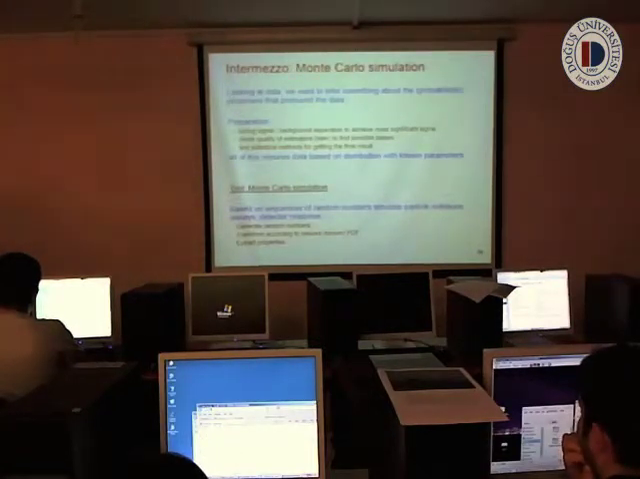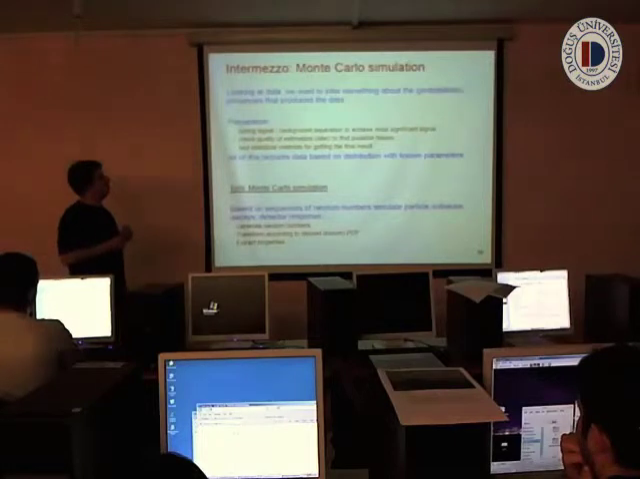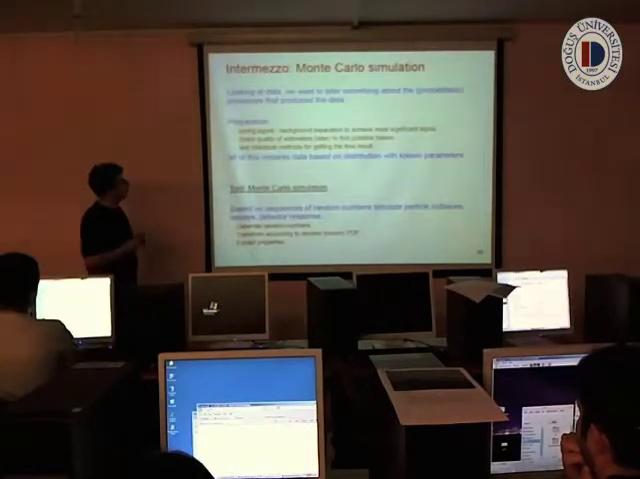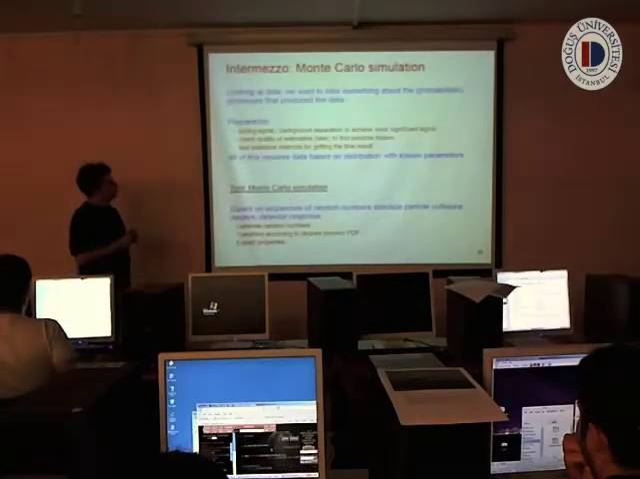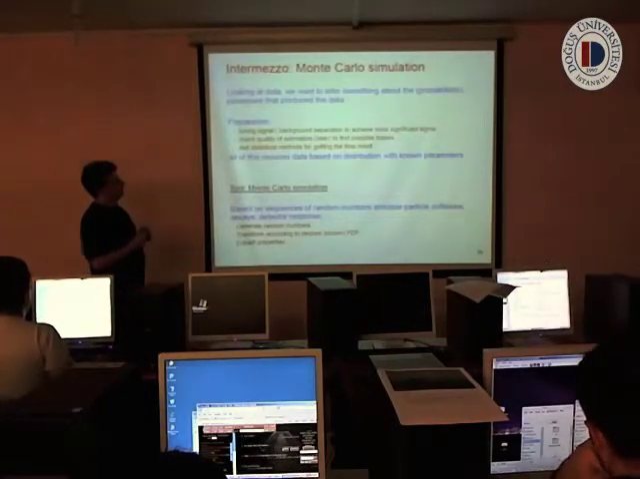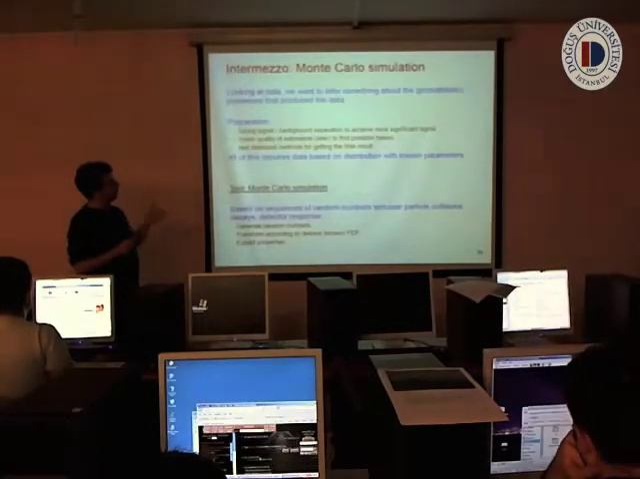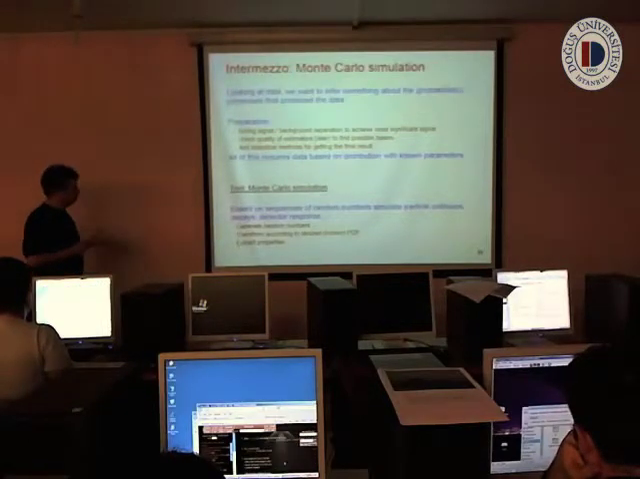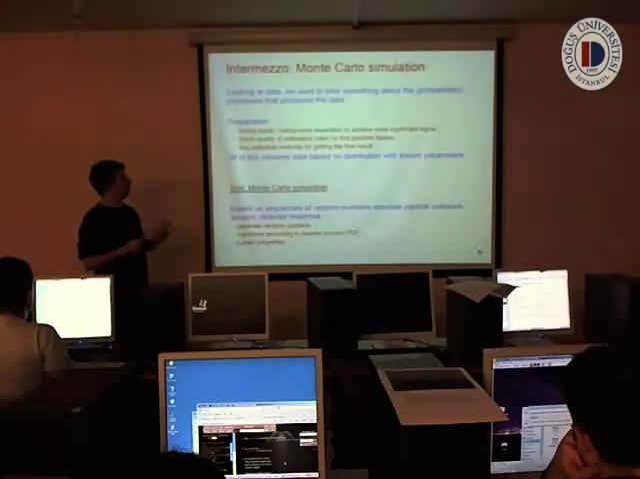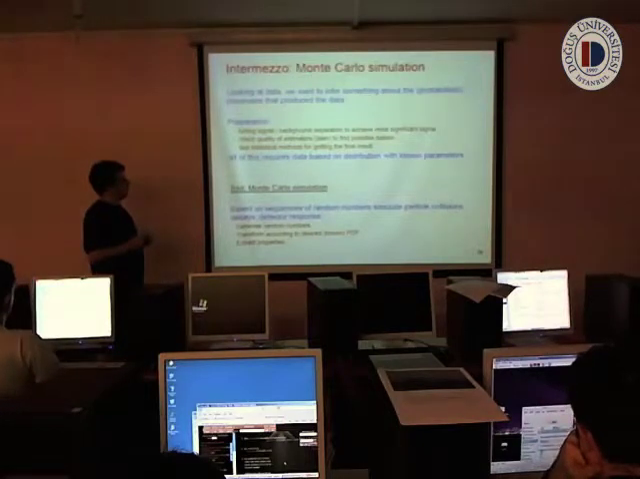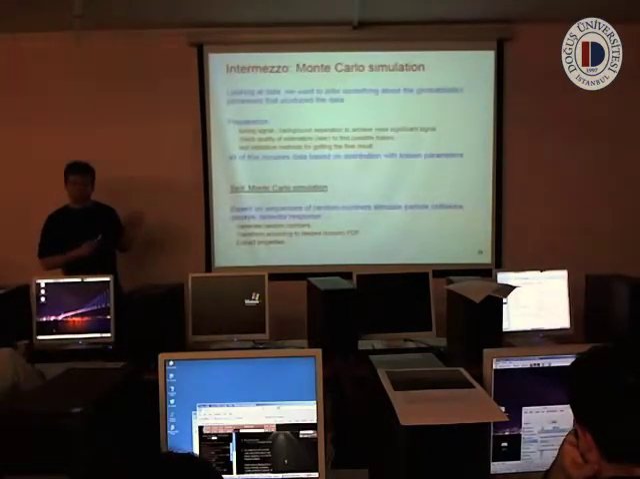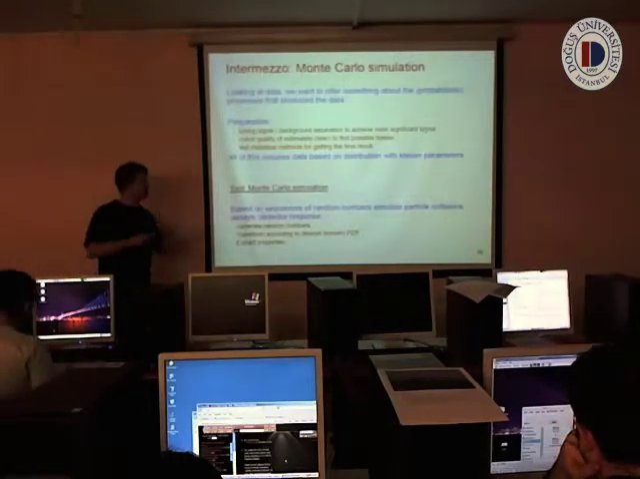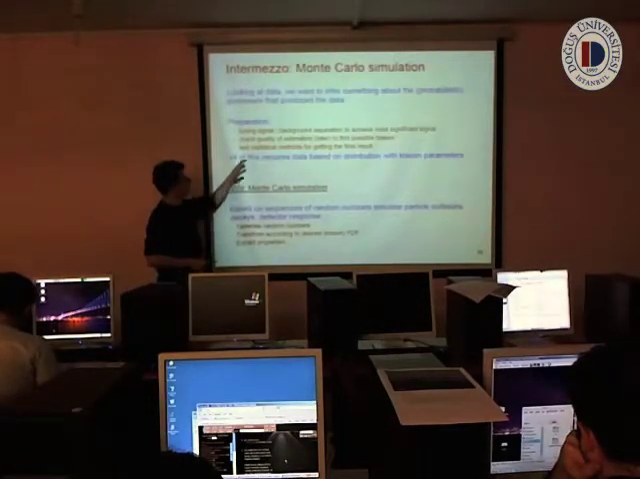But before we go there, I thought it might be interesting to have a little intermezzo about Monte Carlo simulation. So when we look at data and we want to infer something about a probabilistic process that produced that data, in order to do that correctly, we have to do some preparation. We cannot just today look at the data and tomorrow get a result out.